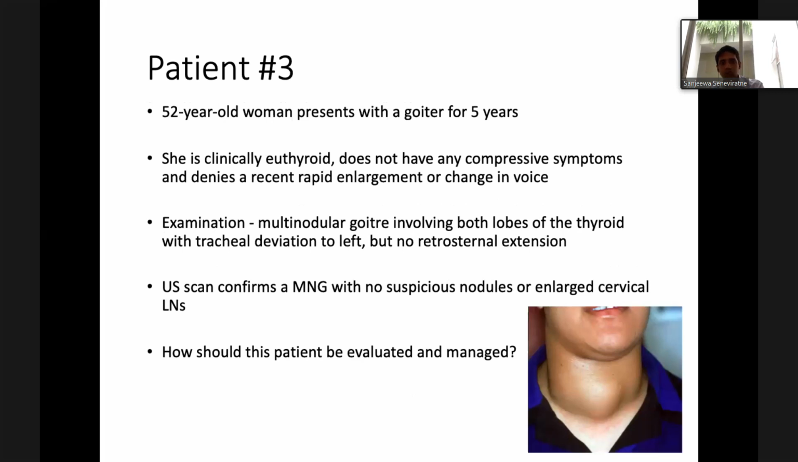Third one is the multinodular goiter, euthyroid, no compressive symptoms, no recent rapid enlargement, no change in voice. So unless the patient is concerned cosmetically, we don't have to do anything. We can just leave it and follow up. Initially, maybe in 1 year's time, an ultrasound scan. If there's no change in size or symptoms, we can see her every couple of years. That's all that we need to do. There's no place for surgery unless the patient is symptomatic or cosmetically concerned.